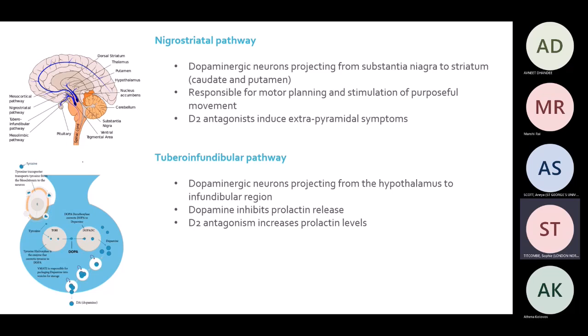And then our tuberoinfundibular pathway connects the hypothalamus to the infundibular region. In this pathway, when we have dopamine present, it inhibits prolactin release. So when we've got our D2 antagonists, it's stopping that inhibitory effect on prolactin. As a result, we see an increase in prolactin levels as a side effect of the medication, which we will come on to talk about a little bit more in a second.